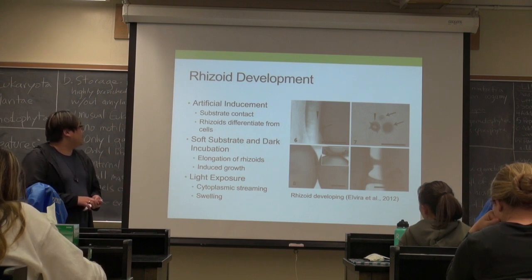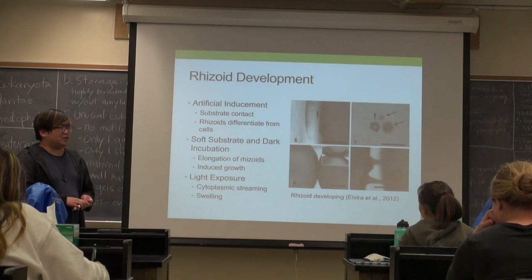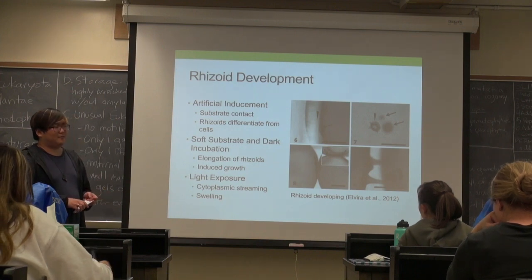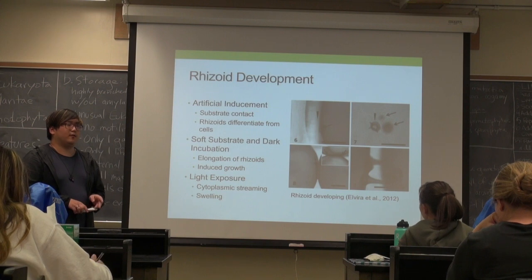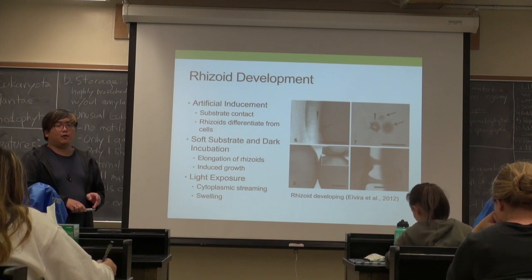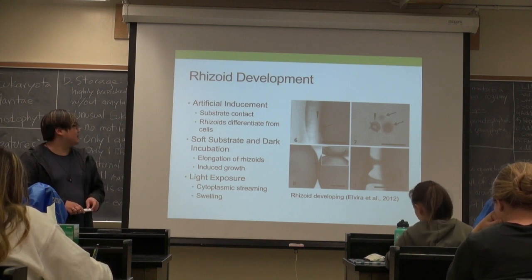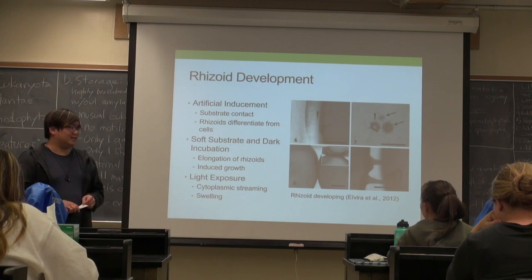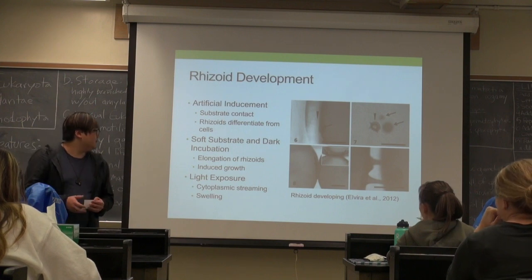In 2012, they found that the soft substrates and dark incubation seemed to promote rhizoid development the best, so they weren't just growing inside light environments. However, when they were exposed to light, cytoplasmic streaming would be induced inside those rhizoids and actually force chloroplasts into them so that they can photosynthesize through those rhizoids.